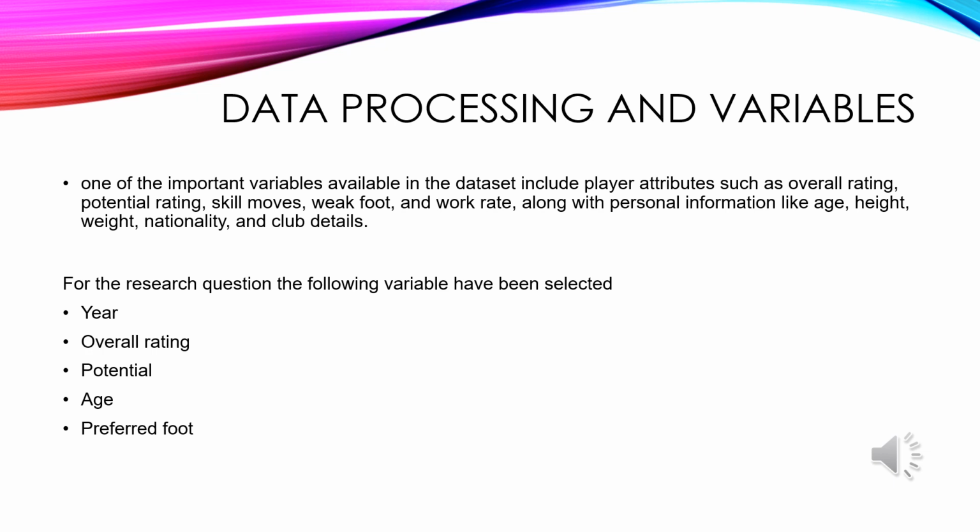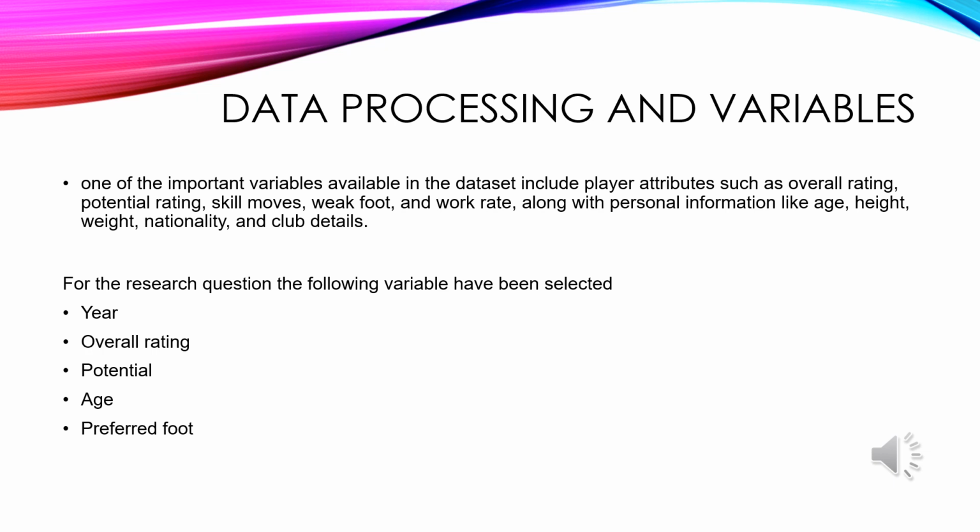Age. This variable indicates the age of a player. Age is an important variable as it can affect a player's physical attributes such as speed, stamina, and strength. Finally, the player's preferred foot. This variable indicates the preferred foot of a player, whether they are left-footed or right-footed. This variable is important as it can affect a player's performance and suitability for certain positions.